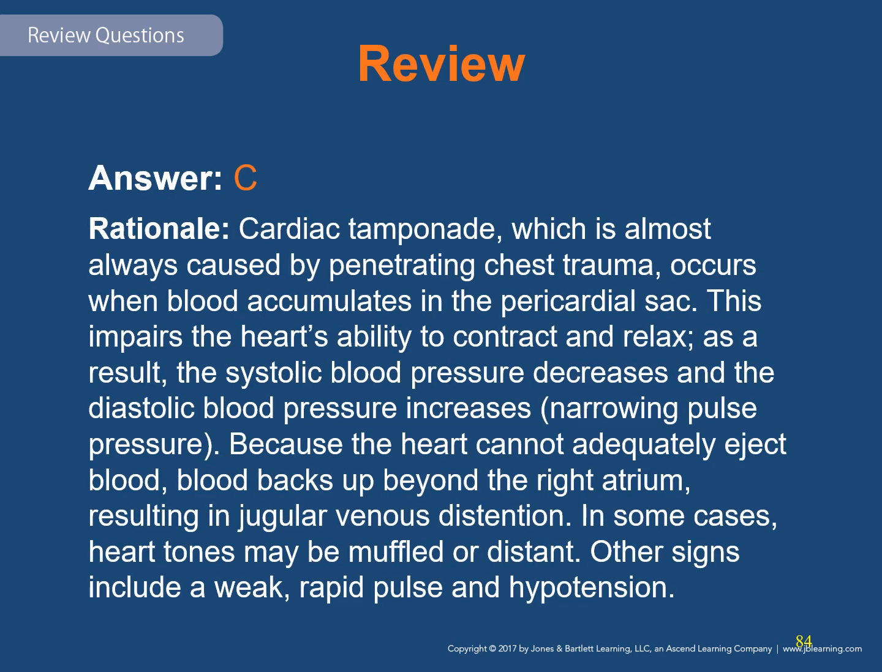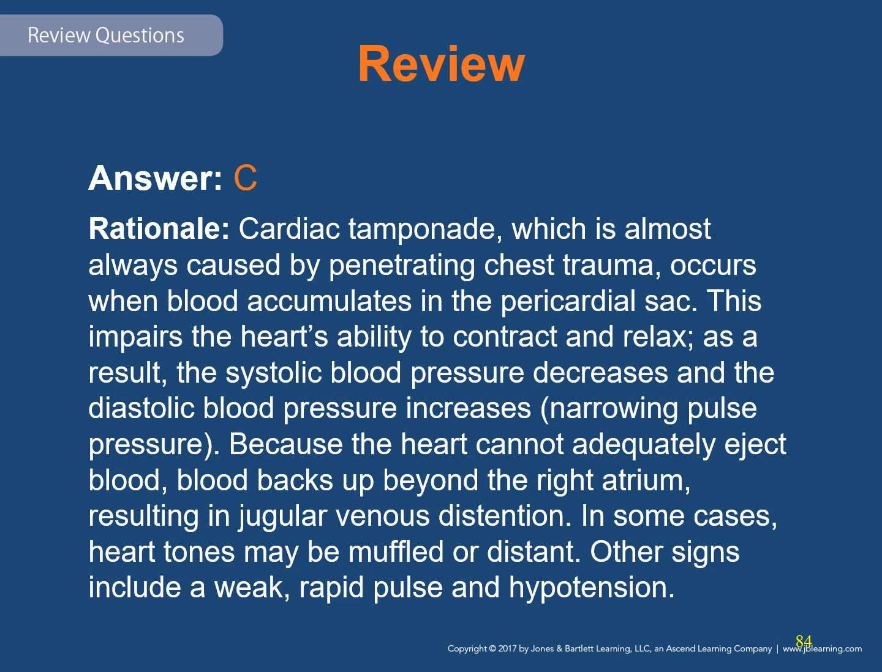A cardiac tamponade, which is almost always caused by penetrating chest trauma, occurs when blood accumulates in the pericardial sac. This impairs the heart's ability to contract and relax. As a result, the systolic blood pressure decreases and the diastolic blood pressure increases, narrowing the pulse pressure. Because the heart cannot adequately eject blood, blood backs up beyond the right atrium, resulting in jugular venous distension.